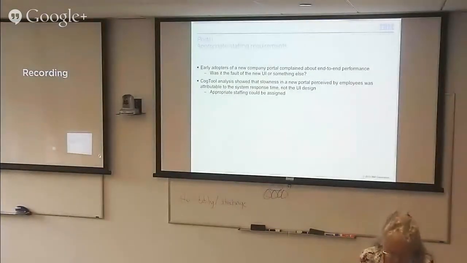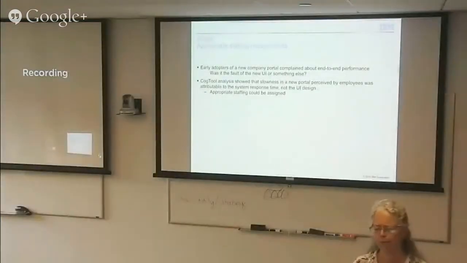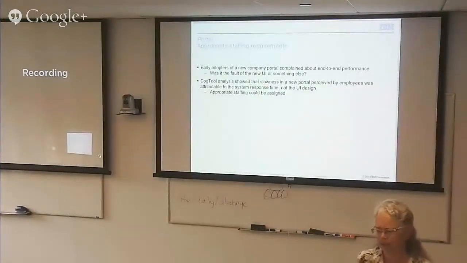So the next one that's interesting is something we call Portal, and there was a new company portal. It wasn't IBM, it was an IBM customer who asked IBM for help because they had put out this new portal. It's the type of thing where you're going into HR and you're finding stuff about your insurance or your benefits, stuff like that. And I don't actually know what the content of it was. Doesn't matter. Other people at IBM did this work.